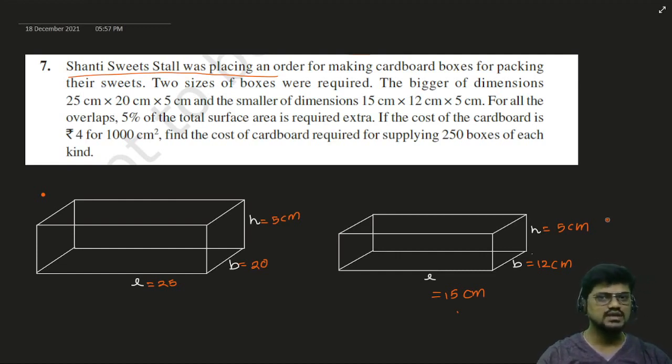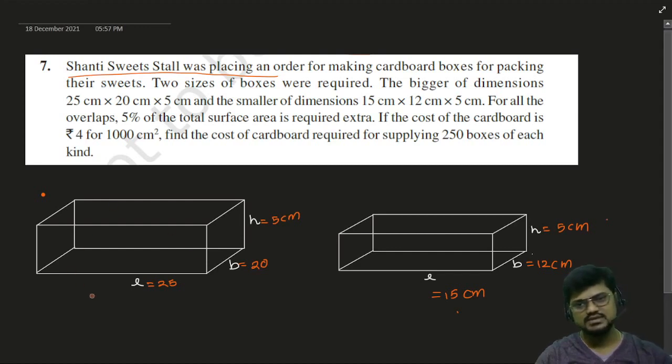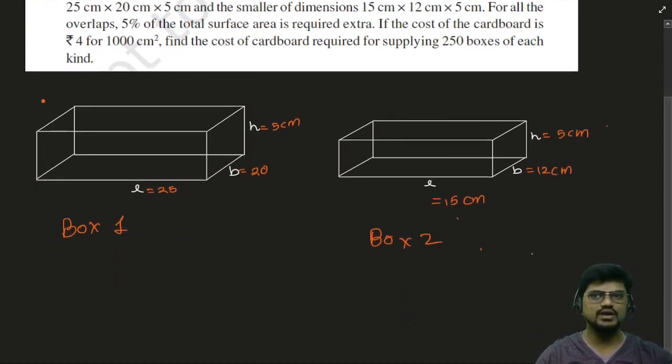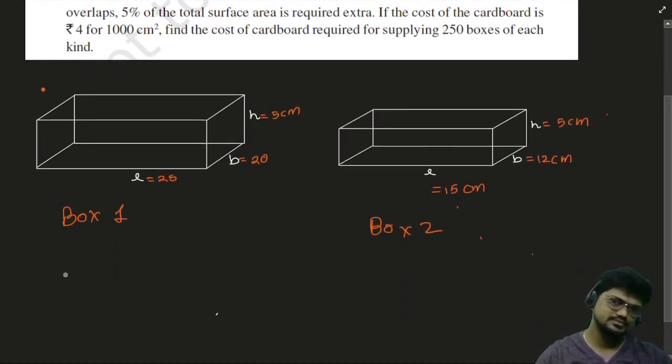Now, what they are saying, for overlaps 5% of the total surface area is required extra. Means whatever the area you have, you will need 5% extra area for the overlaps. So you have to find what will be the total cost required if you have to supply 250 boxes of each kind. Let us find, let's say this is your box 1 and this is your box 2. We'll find the total surface area of box 1.